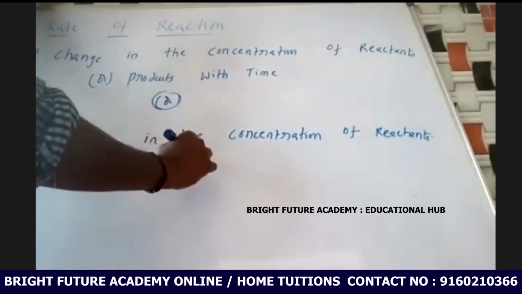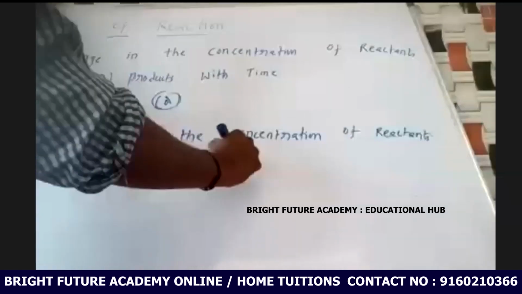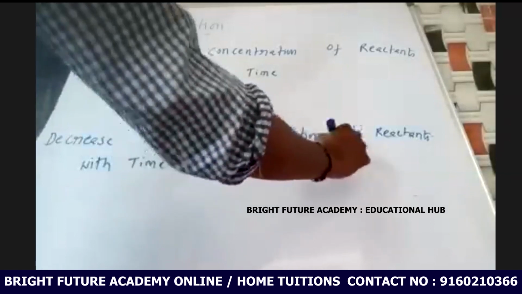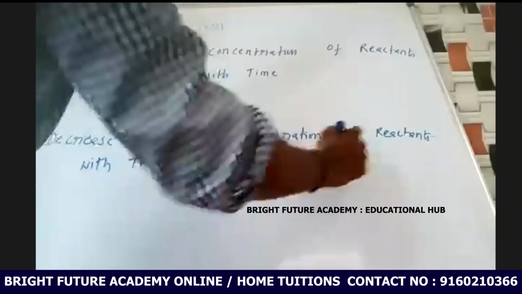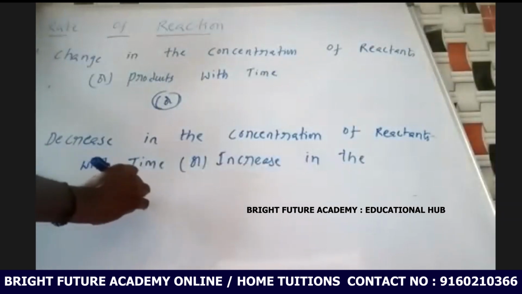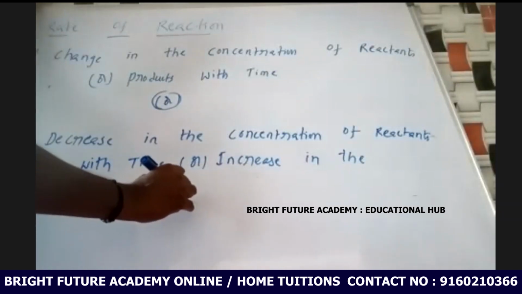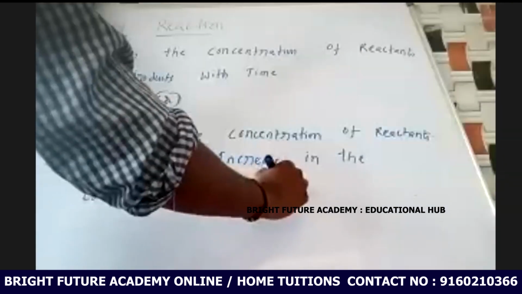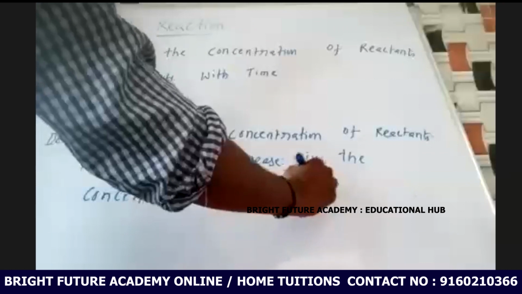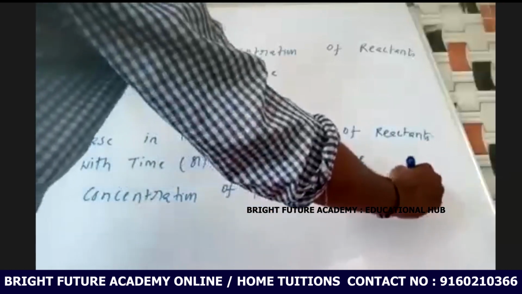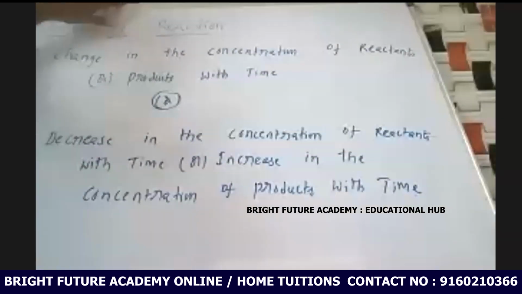Or increase in the concentration of the products with time is called rate of reaction. So rate of reaction can be written like this.